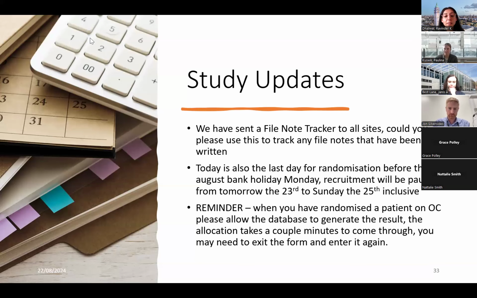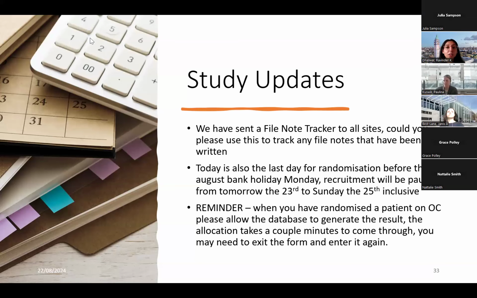But if you do have this issue where you're not seeing the randomisation allocation and you're a little bit worried, just send us an email, mark it as urgent, or give us a phone call, and one of the team can talk you through on the phone and reassure you of how to do it. But yeah, it's just due to a bit of a database lag.